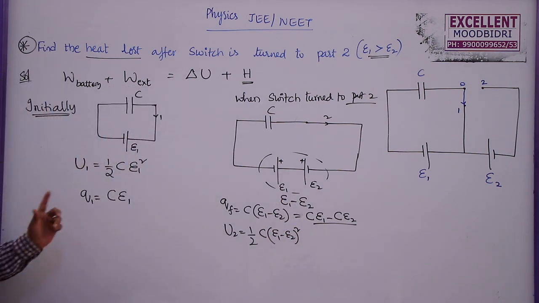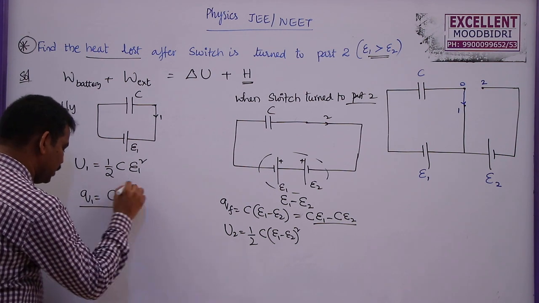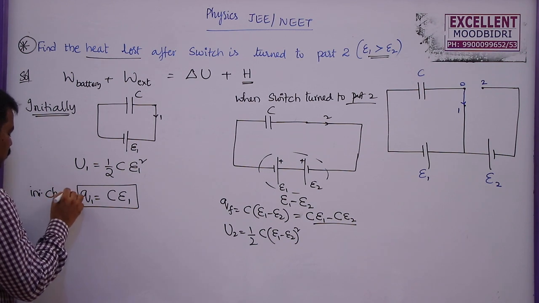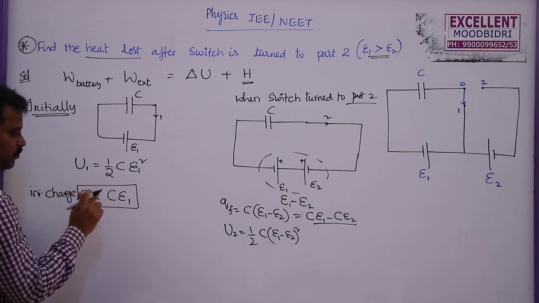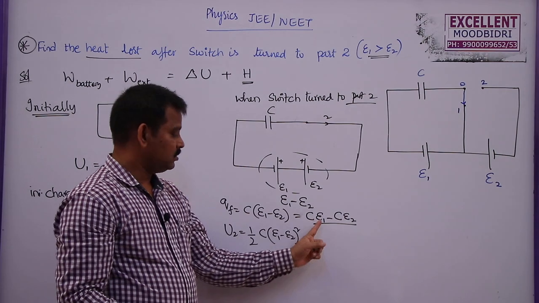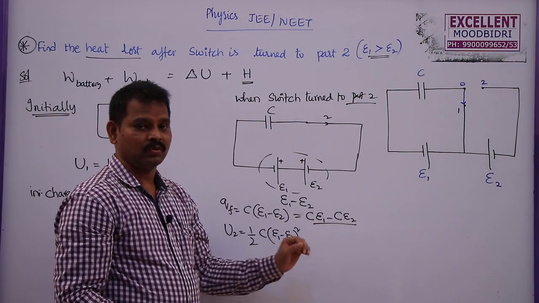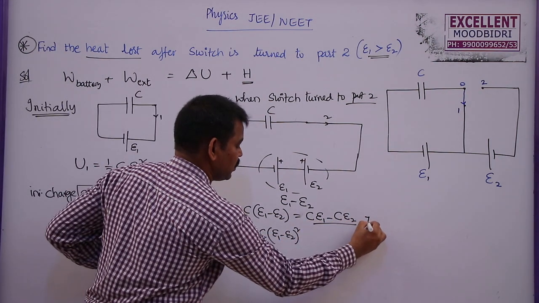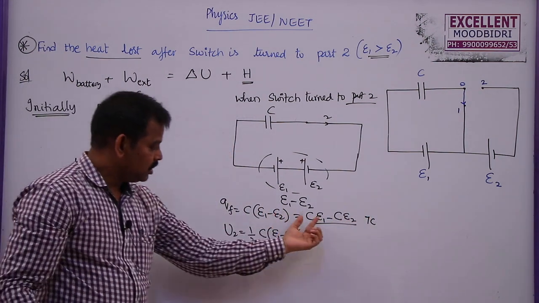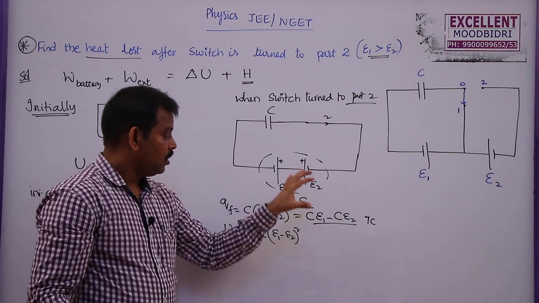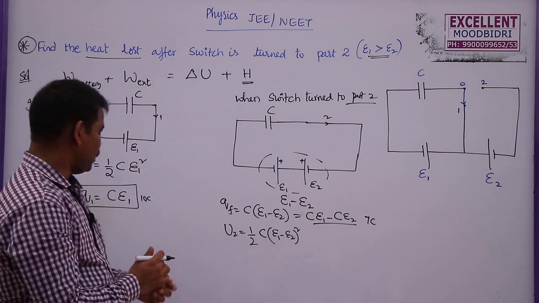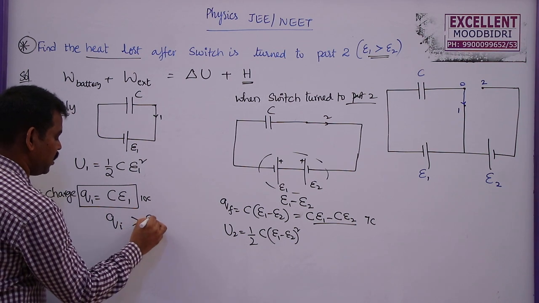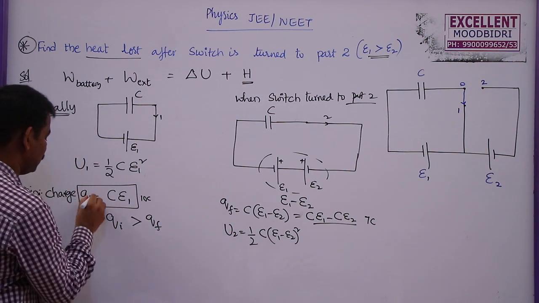Now you can see the initial charge is given by CE1. The final charge is CE1 minus CE2. That means, let us say this is 10 coulombs, this is only 7 or 6 coulombs. Why? Because it is CE1 minus something. So the final charge is less than the initial charge. So the initial charge is greater than the final charge.